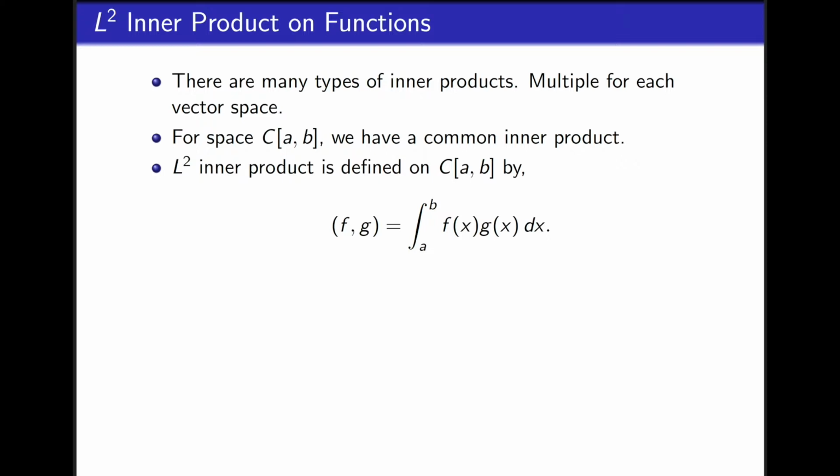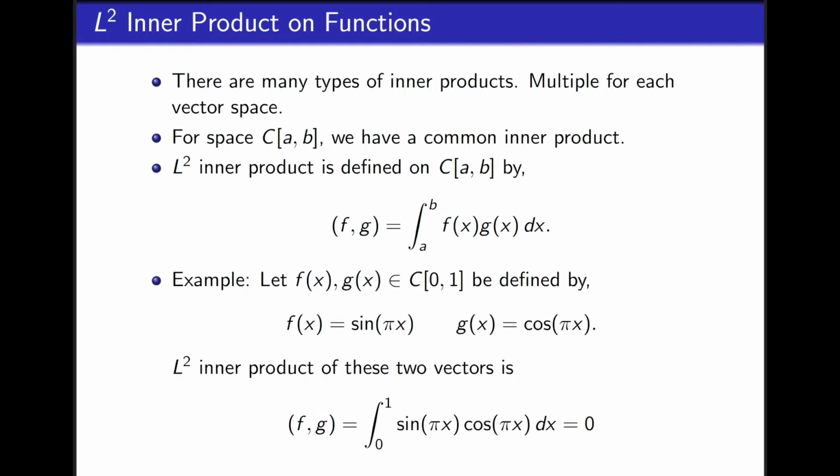The L2 inner product is the common one that is used for function spaces. It is defined by multiplying two functions f and g together and then integrating across the domain, the interval [a,b]. So we see again that the inner product is taking two vectors, functions in this case, and outputting a scalar via integration. For example, let's take the two functions f equal to sine of pi x and g equal to cosine of pi x. By multiplying and integrating these two functions, we see that the L2 inner product is in fact equal to 0.